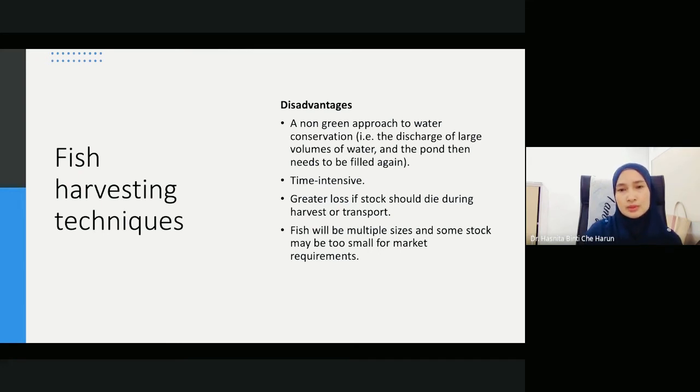So fish will be multiple in size, different in size. There are big, there are small fish, but you take out everything from the pond, and some stock may be too small for market requirement, and because of this, you will get less income because of the smaller size of the species.